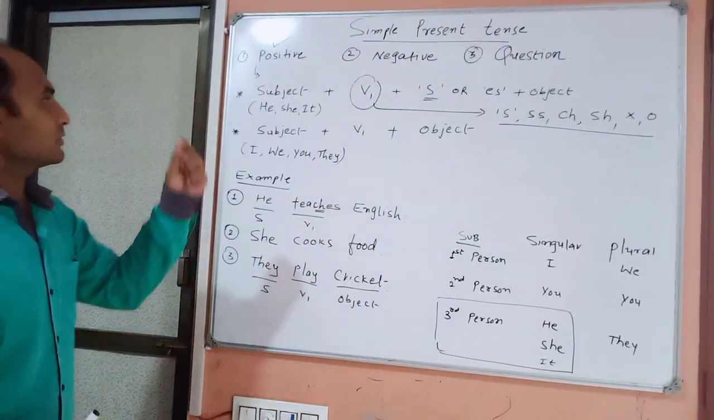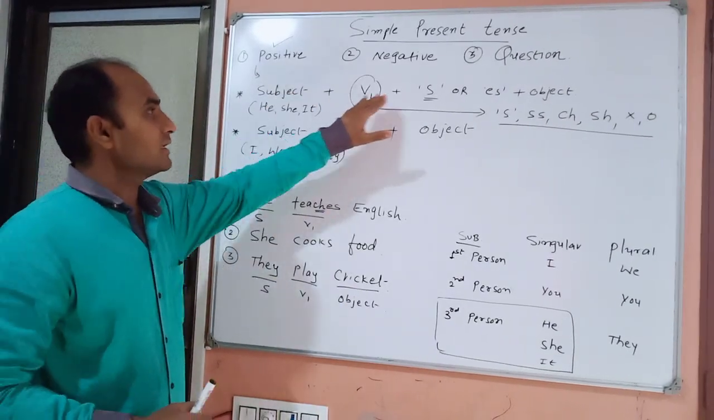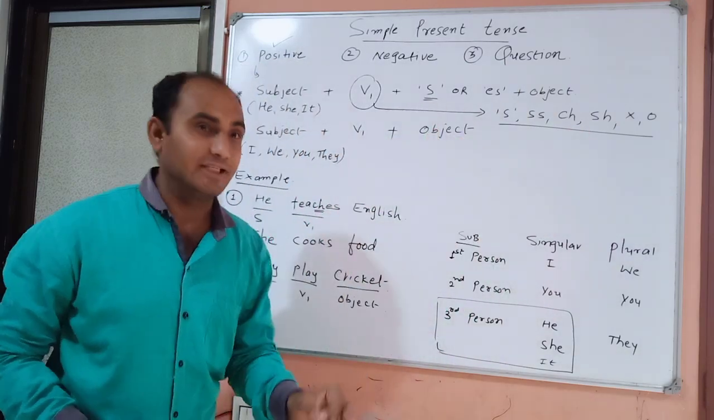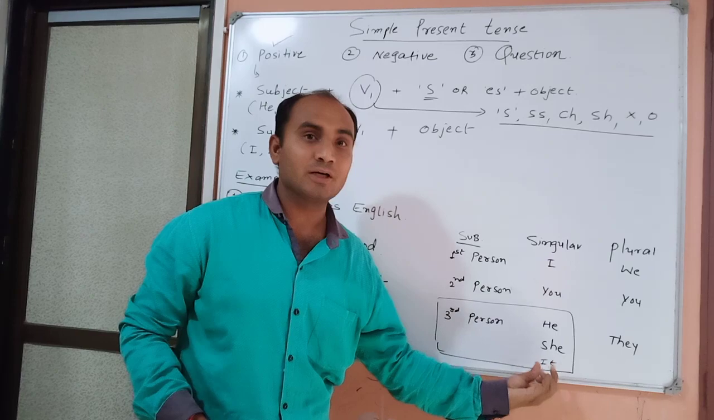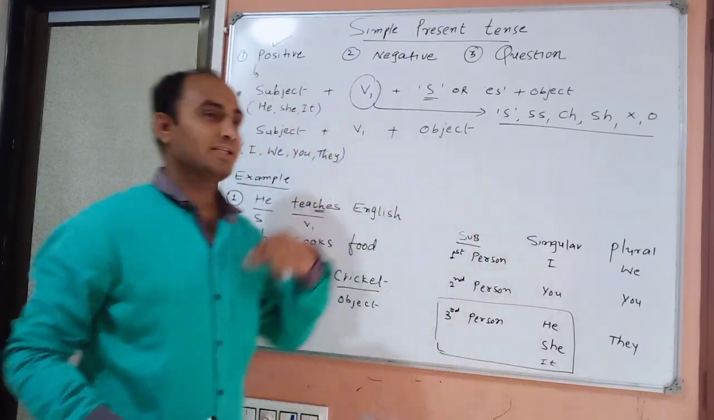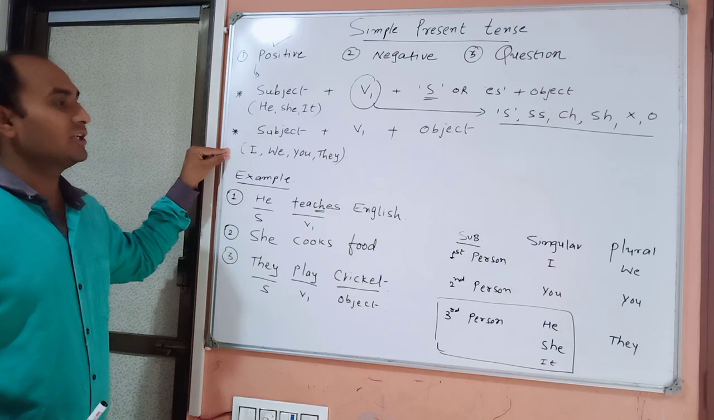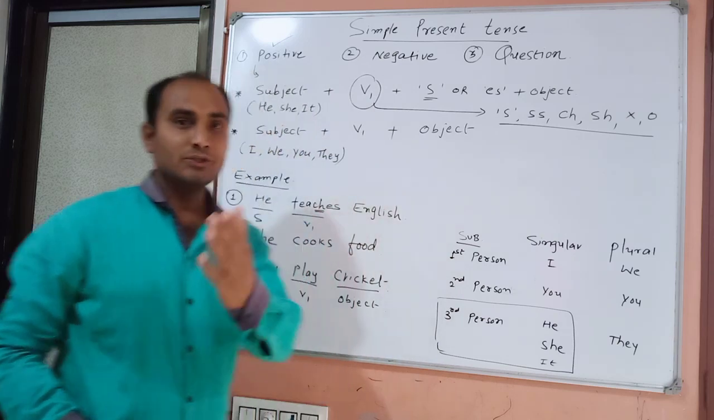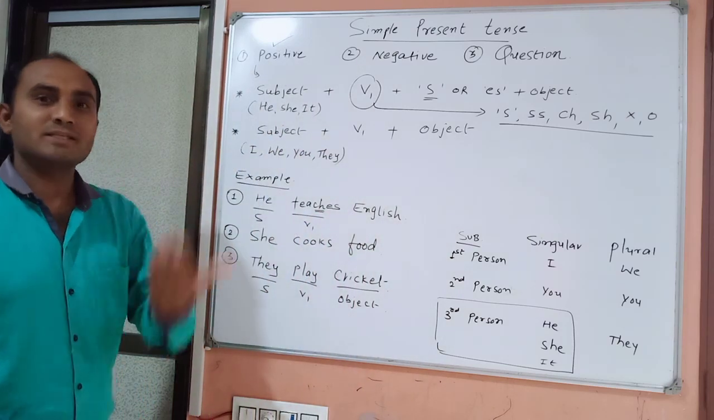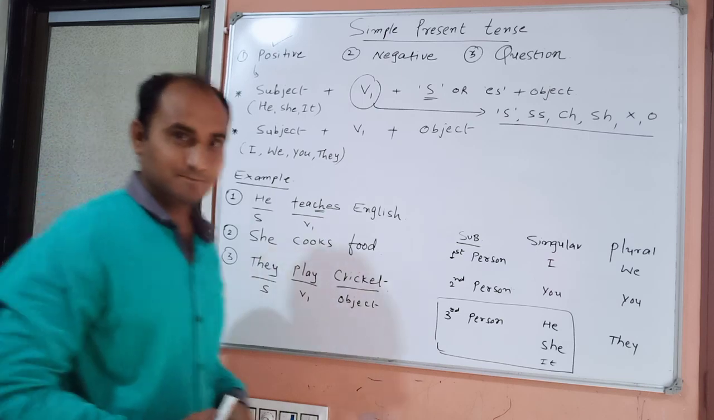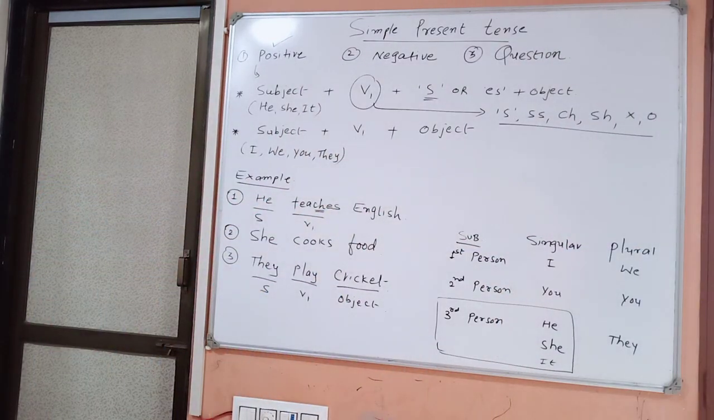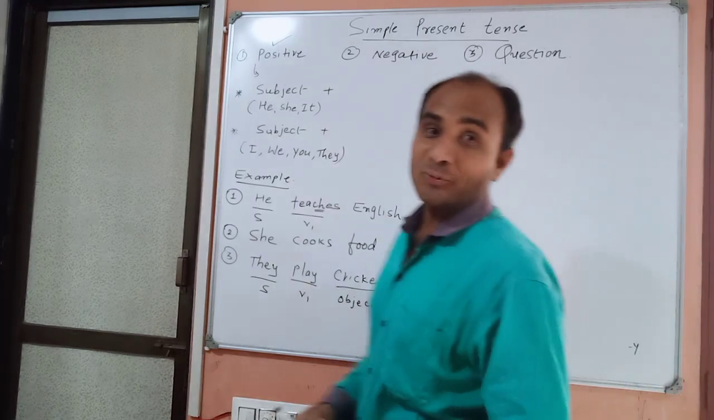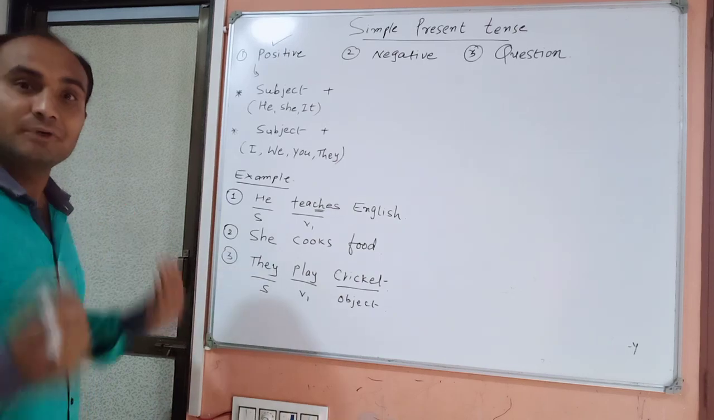Once again repeat: positive structure, subject plus V1 plus S or ES plus object. This structure we can use for only third person singular, he, she, it. And then second structure we can use for this I, we, you and they. You will revise and then we will start negative structure. Okay, positive structure already we have learned.